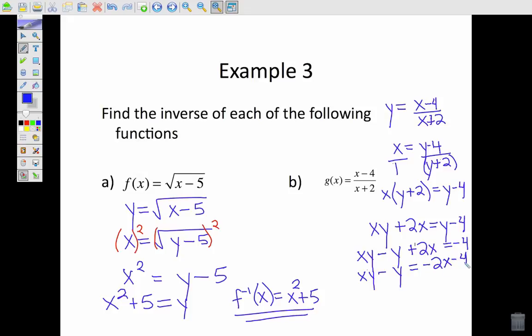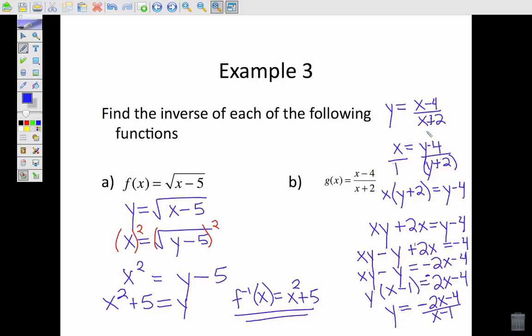None of these are like terms. You can't combine them unless they're like terms. Okay, bring out your y. You're going to factor the y out. You get left with x minus 1. We finally have y all by itself. And your last step is to divide by x minus 1. So y equals negative 2x minus 4 over x minus 1.